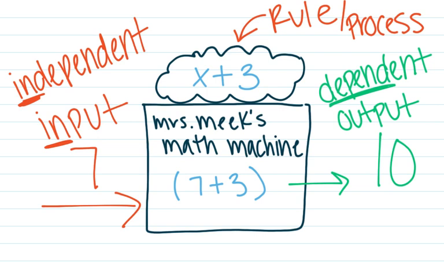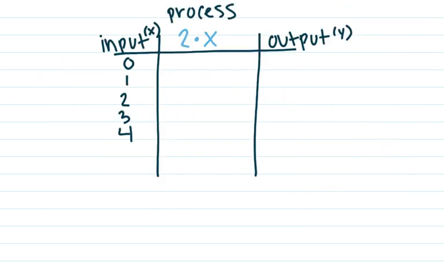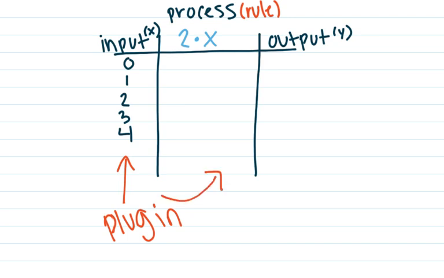So let's go ahead and take away all of the machines and actually look at a table. This is what the math looks like. So this is our table. Here in the middle, we have our process, otherwise known as our rule. And so these numbers here are the numbers that we're going to plug into the machine.